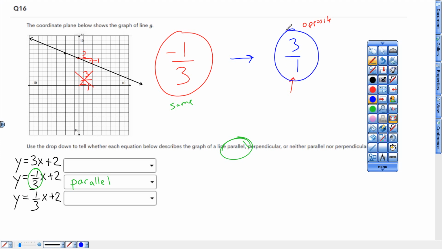That means from this line, if I go right 1, up 3, it will give me a line that forms a perfect 90-degree angle. Or on this problem, look for another one that has a perfect 3 in front of it. That is the perpendicular, 90 degrees. And then of course, if it's not the same, or if it's not the opposite reciprocal like this, that is the neither.